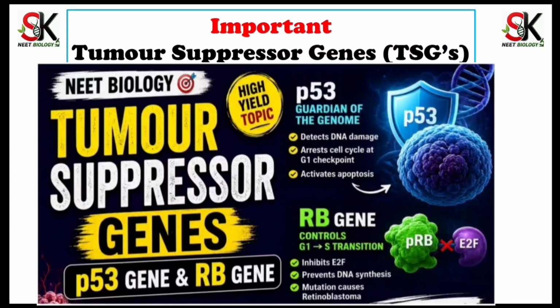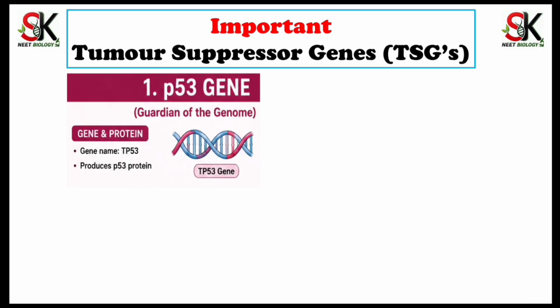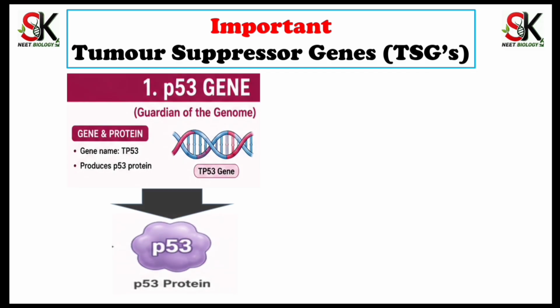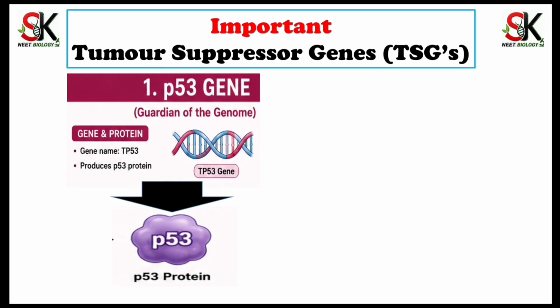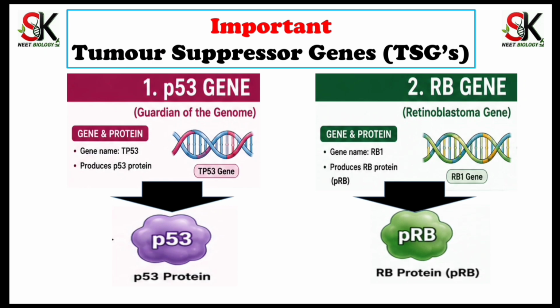Many tumor suppressor genes are present in our cell, but for NEET, only two are extremely important. First one is p53 gene, popularly known as guardian of the genome. This p53 gene produces p53 protein, which is actually involved in tumor suppression. Second gene is RB gene, also called retinoblastoma gene. This RB gene produces RB protein, which is involved in tumor suppression.